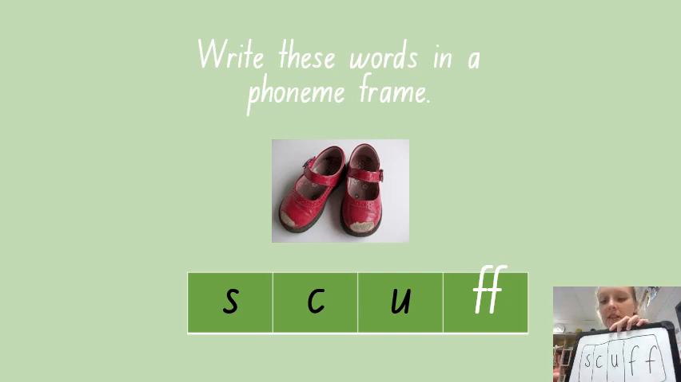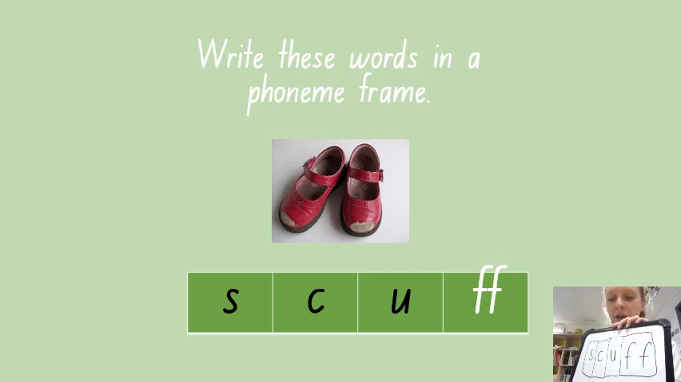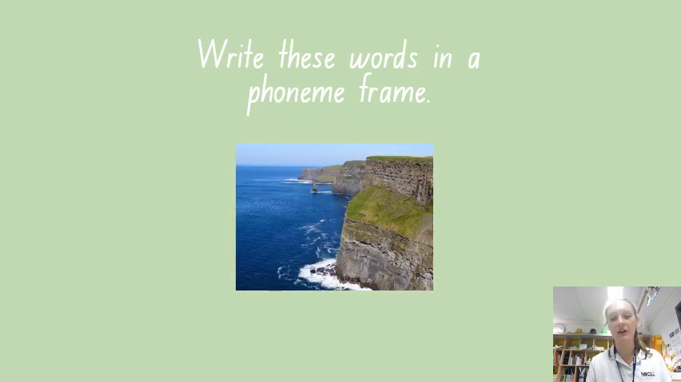So we know that the S is separate, the A, the short vowel, is different, and we have to have the double F because of the short vowel. But the two F's are together because they make the one sound. So we put the letters that make the same sound in the same box, okay? So that's scuff. I want you to try this one for me.